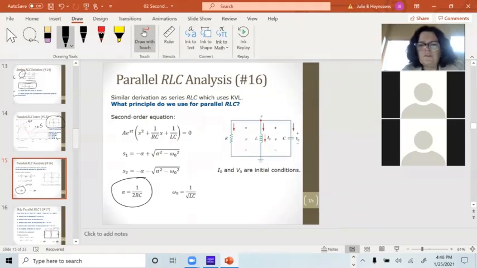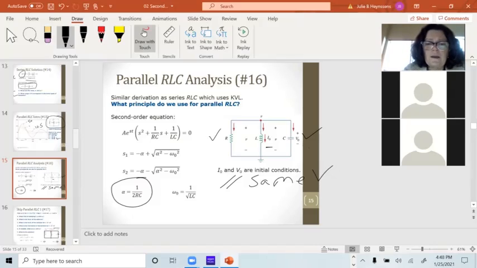The other thing that changes is this: I know V0 across the capacitor, and I know the current through the inductor. Since it's a parallel circuit, everything has the same voltage. Which means if I know the voltage across the capacitor, I know the voltage across the inductor, and I know the voltage across the resistor. The thing that I may need to find is the current through the capacitor.